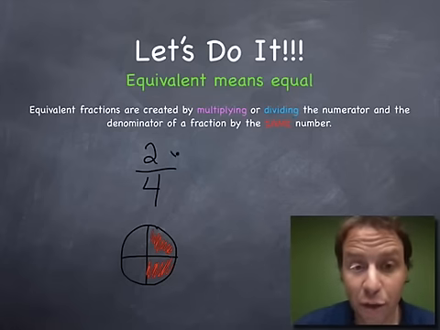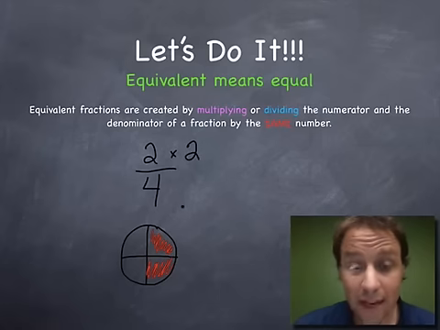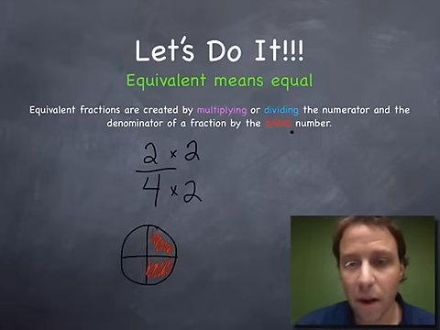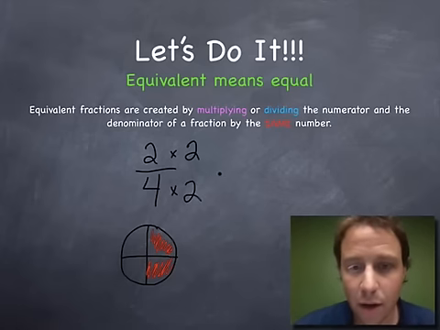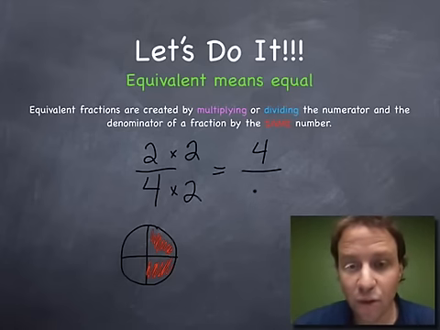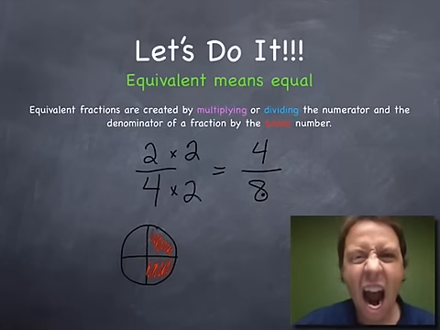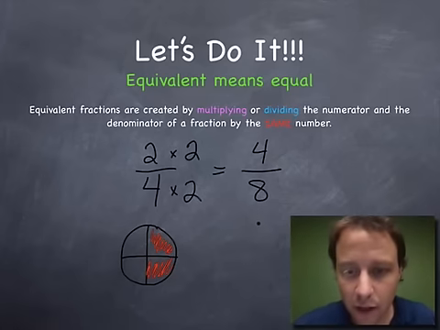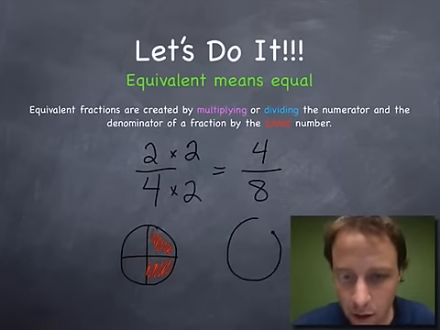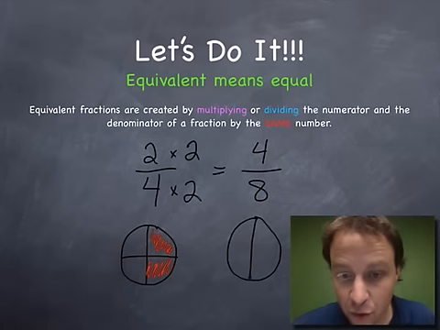I'm going to multiply this numerator by 2. And I'm going to do the same thing to the denominator. Multiply it by 2. Same number, right? Got to do the same number. If you don't do the same number, the fraction's not the same. What do I get? Well, what's 2 times 2? 4. What's 4 times 2? 8. Yeah. You've learned so much. 4/8. Let me show you what that looks like. Here's a pizza. I'm going to cut it into 8 pieces.